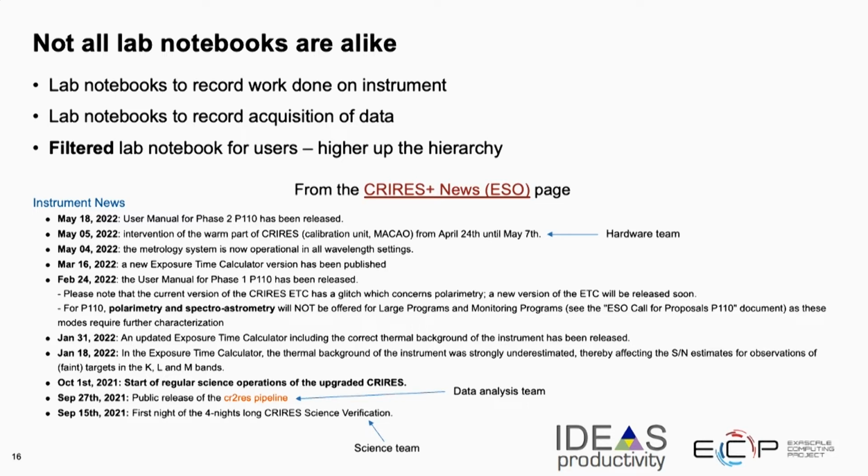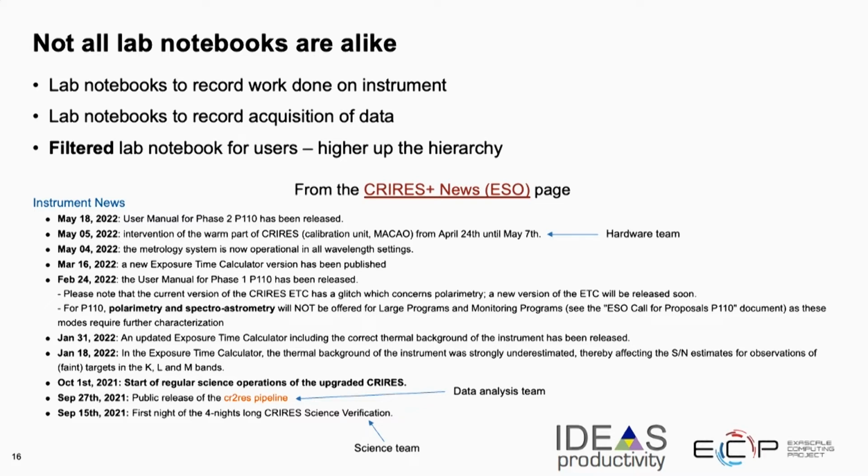Okay, so not all documents are alike, not all lab notebooks are alike. In some cases, what you have is a lab notebook where all you're going to be doing is recording the work that's done on an instrument to develop it, to maintain it, to characterize it, to configure it, things like that. But we can also have lab notebooks that are dedicated to really recording just the acquisition of the data, how we use that instrument, right? So we can have different types of, I'll call them streams of lab notes, right? And we can choose to put them in 2 different lab notebooks.